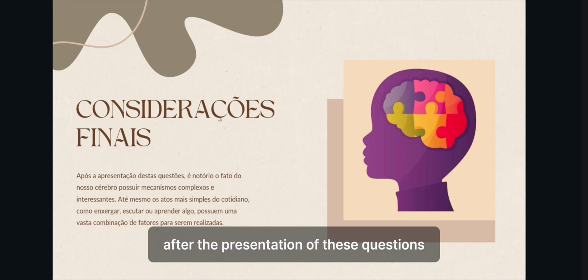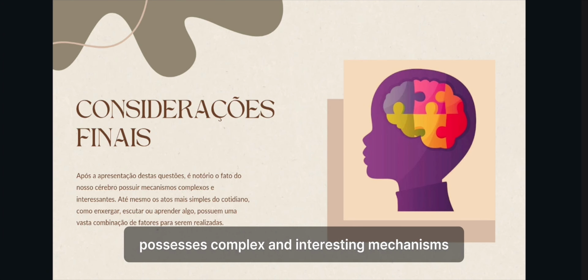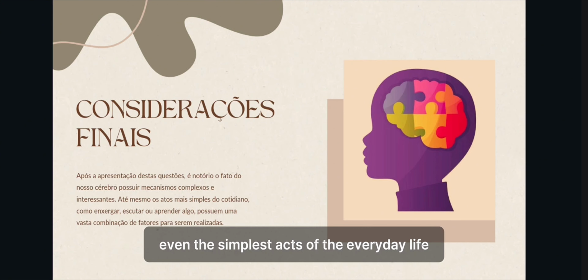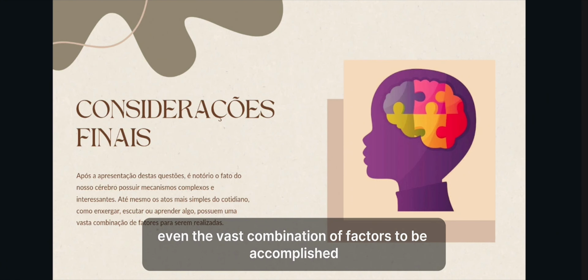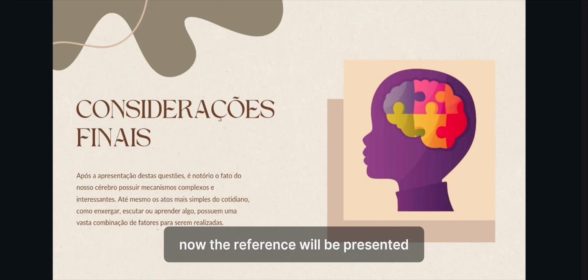After the presentation of these questions, it is noticeable that our brain possesses complex and interesting mechanisms. Even the simplest acts of everyday life, such as seeing, hearing, or learning something, involve a vast combination of factors to be accomplished. Now the references will be presented.